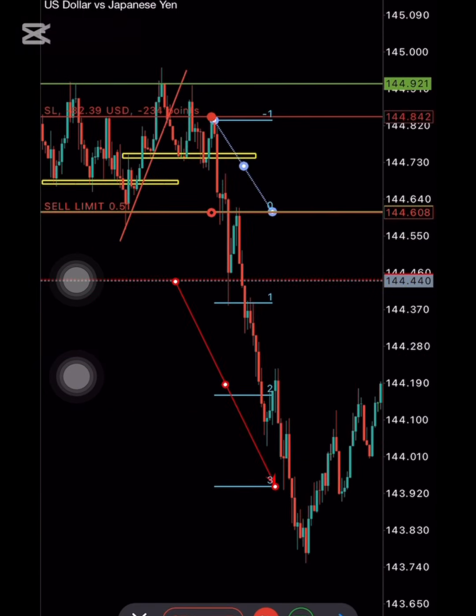This strategy works so well, guys. If you master this strategy, forget it, you are good. Your life will change, your trading result will change. Just practice what I've taught you.